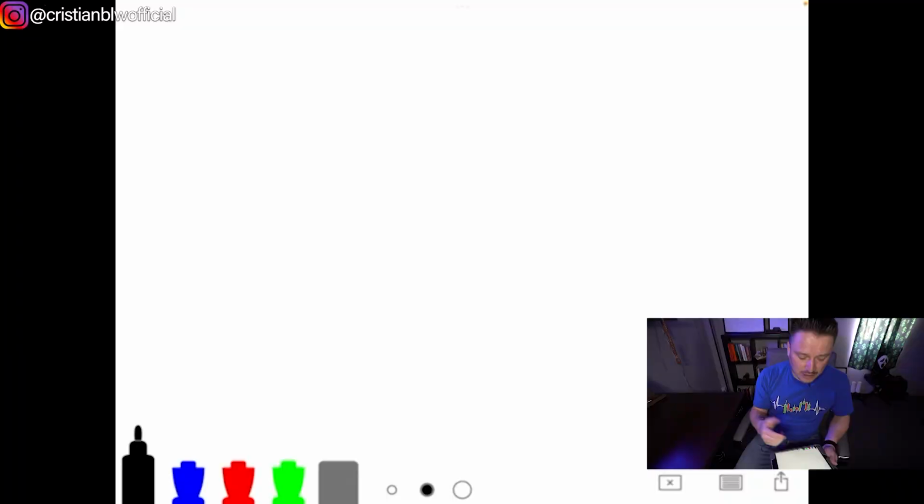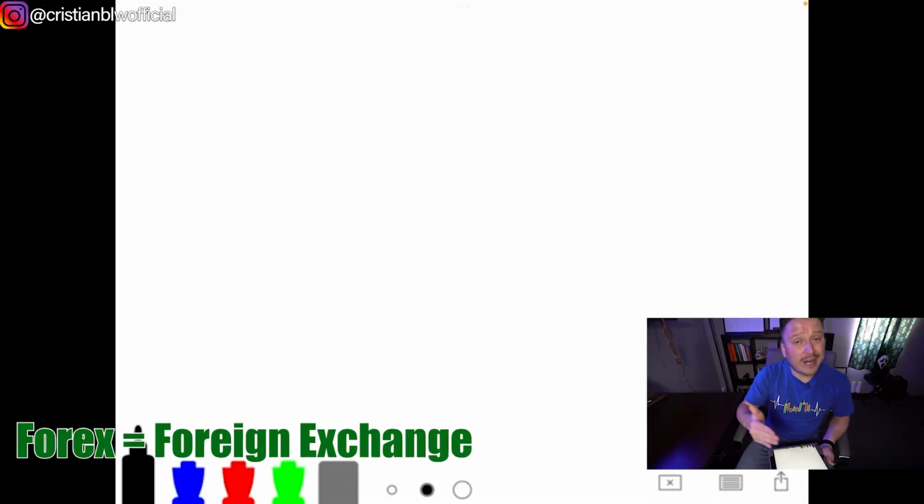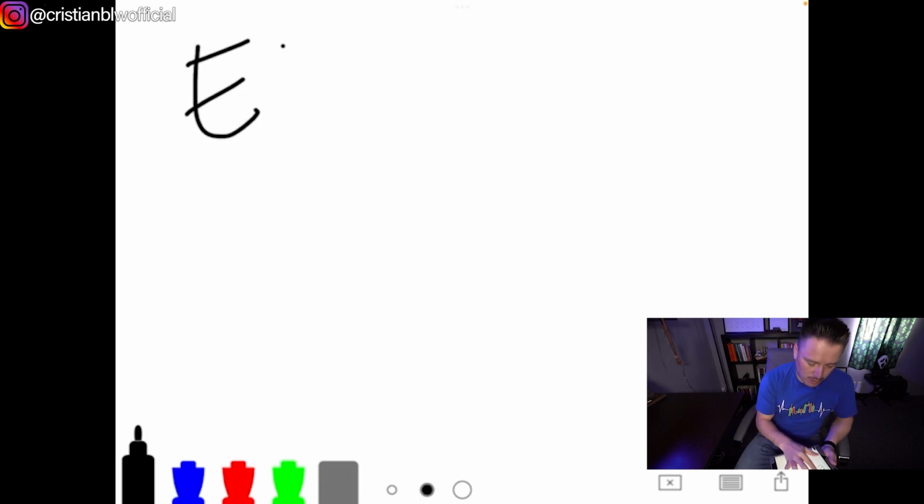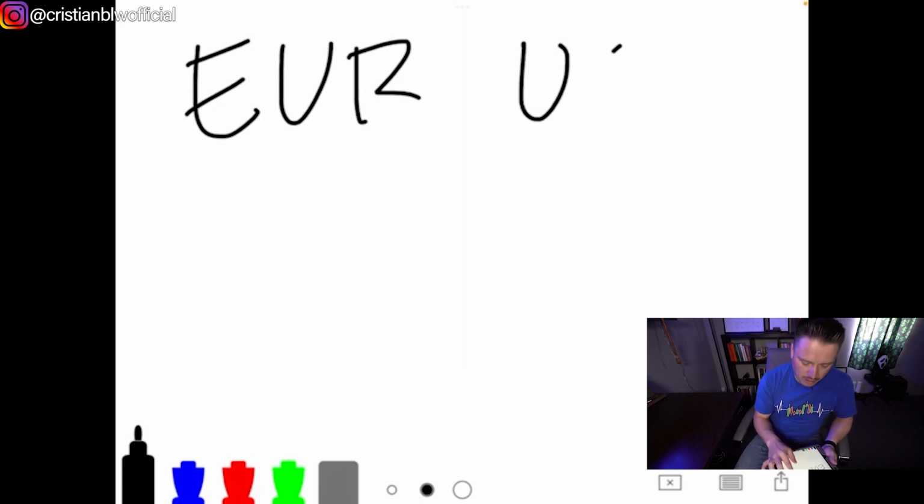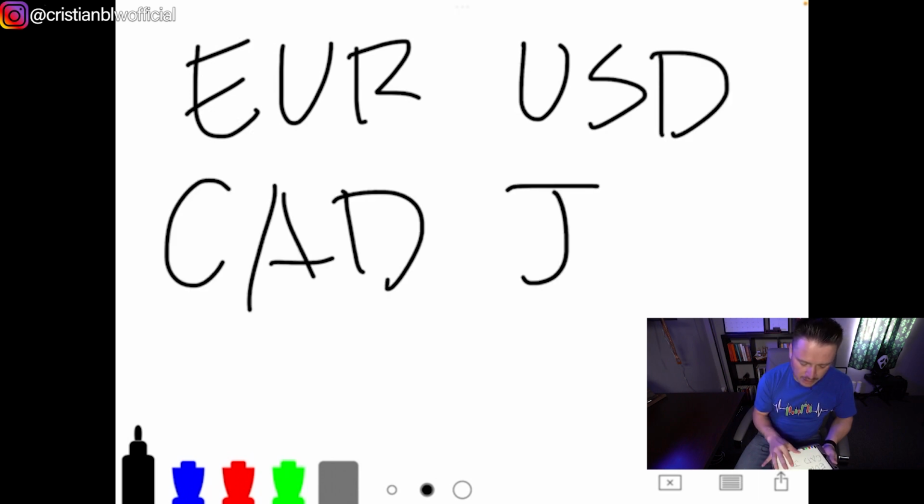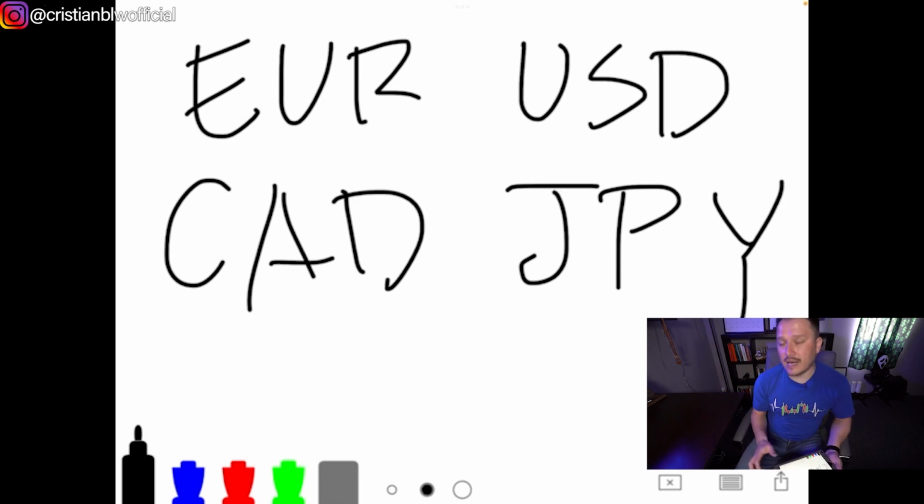So Forex market is basically foreign exchange. That's what it stands for. And it's pretty much managing the pricing between one currency and another one. Most of the time it's a country's currency against another one. For instance, we have the euro, we have the US dollar, we have the Canadian dollar, we have the Japanese yen, and these are the acronyms of these actual currencies.